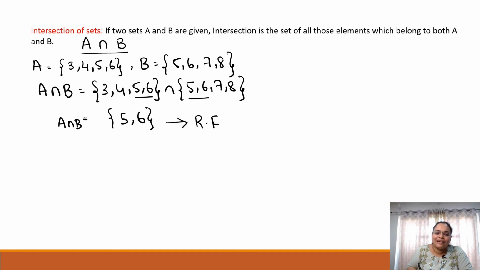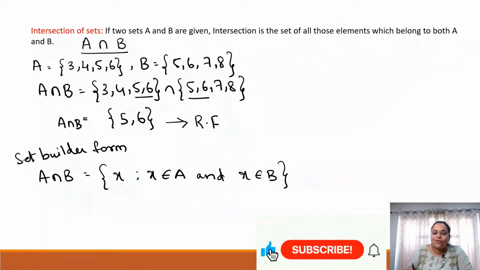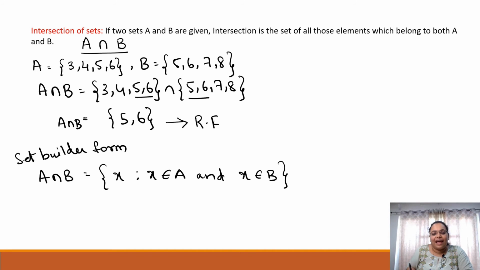Now let's write the set builder form. Set builder form for A intersection B will be {x such that x belongs to A and x belongs to B}. As it is a common element, it should belong to both the sets A and B. Now let's see the Venn diagram.